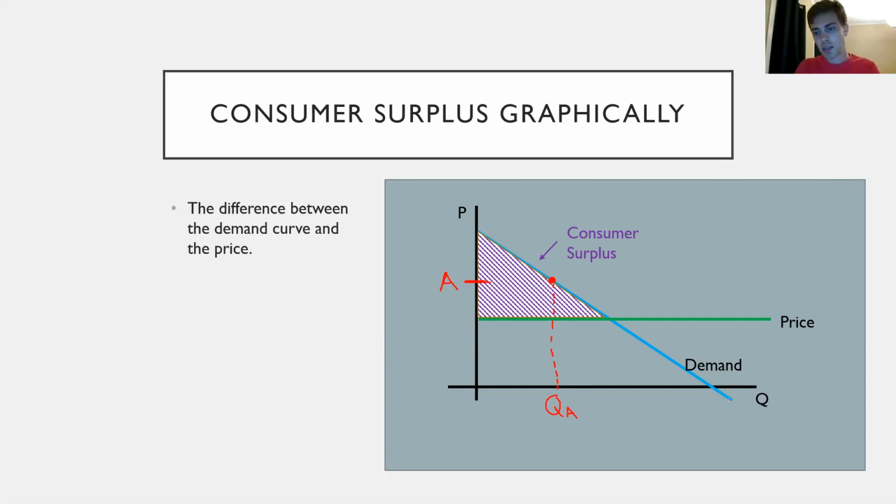And so since the demand curve is telling us what consumers are willing to pay for a good, and we know consumer surplus is the difference between what consumers are willing to pay and the price they actually have to pay, in aggregate, consumer surplus is just going to be the difference between the demand curve and the price, right? And so that area is going to give us this shaded triangle here, and that's going to be our consumer surplus.